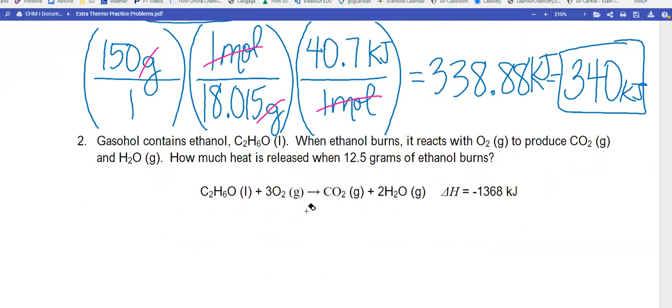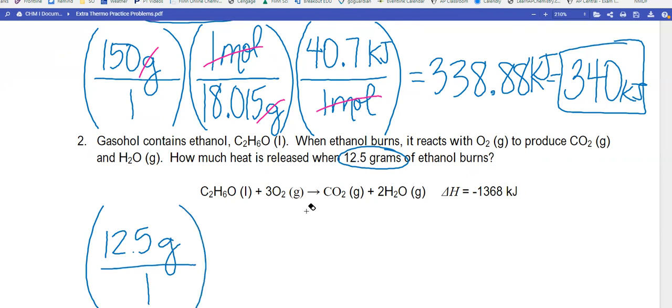So gasohol contains ethanol, and that formula is C2H6O. It's a liquid. When ethanol burns, it reacts with oxygen gas to produce carbon dioxide and water gas. How much heat is released when 12.5 grams of ethanol burns? Okay, so this time, our original number that we're starting with is the 12.5 grams, which is important. So we're going to put that in our first parenthesis over 1, like we did in the first example for today.